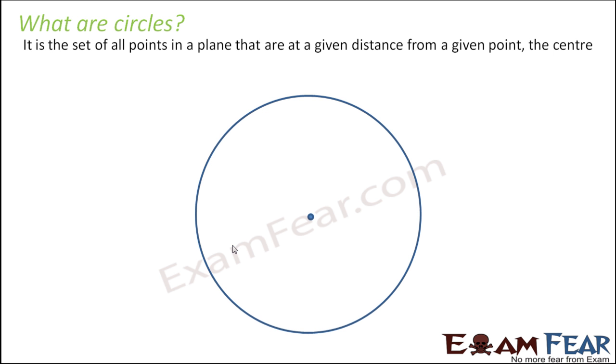What are circles? A circle is nothing but the set of all points in the plane that are at a given distance from a given point. So this distance is fixed and this distance is called radius, and the given point is also fixed, that is called center. So you have this point as center.